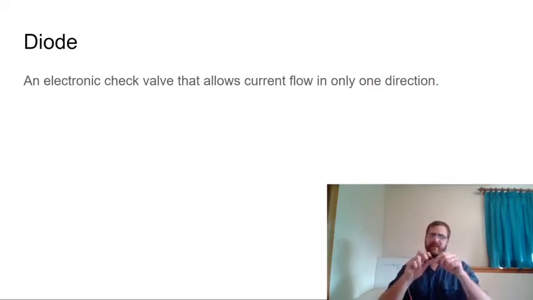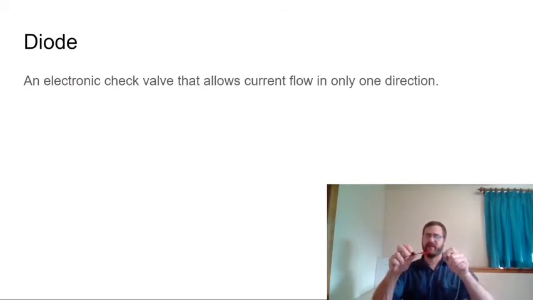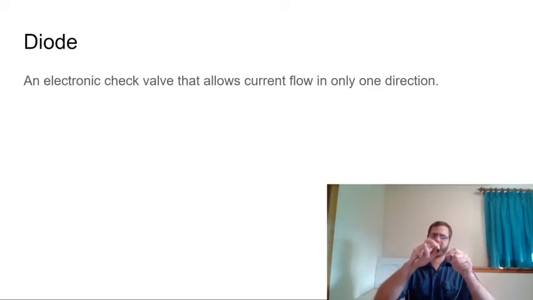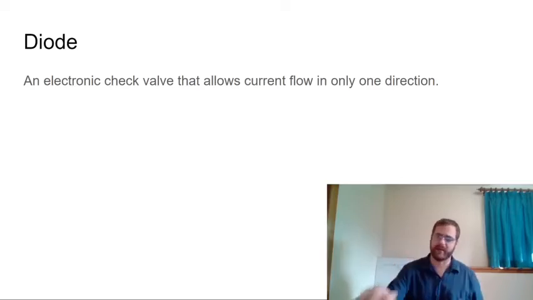They block the electrons from going. So let's say this little red piece of tape was the diode. It would allow the electrons to flow one direction, but block them from coming back.